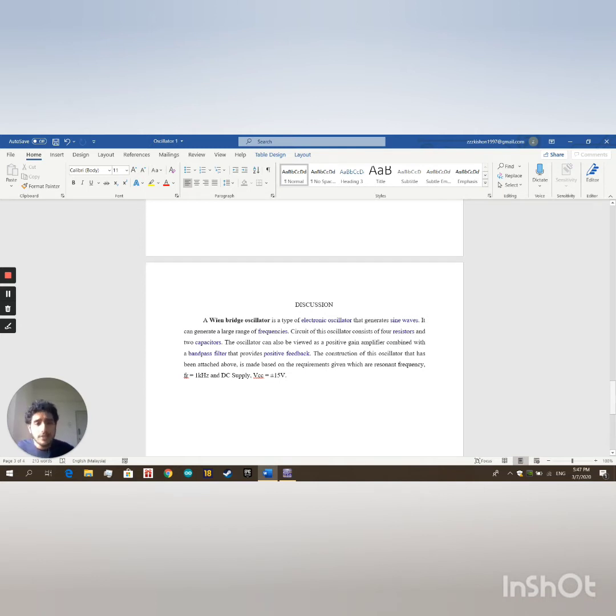Overall, the construction of this oscillator that has been attached above in my report is based on the requirements given, which are a resonant frequency of 1 kilohertz and a DC supply of 15 volts. That's all from me for oscillator circuit 1. Then I'll pass it to my friend for the next circuit. Thank you so much.